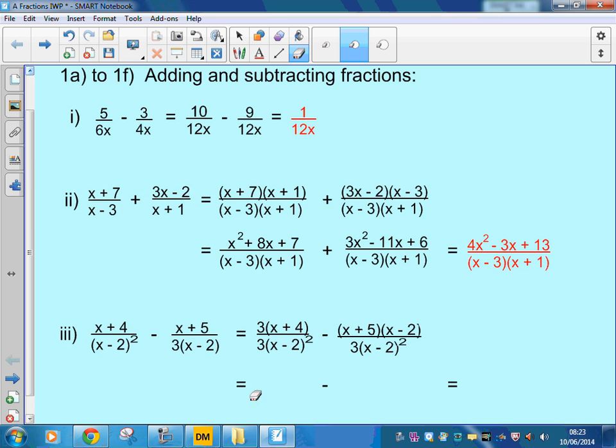And then expand the tops again, expand over there, but be careful, because it's a subtraction, you need to subtract each part. So you're going to subtract the x squared, you're going to subtract the 3x, and when you subtract minus 10, you're adding 10. So the 3x minus the 3x will disappear. The 12, add the 10 is 22, and you're left with 22 minus x squared over 3 lots of x minus 2 squared.